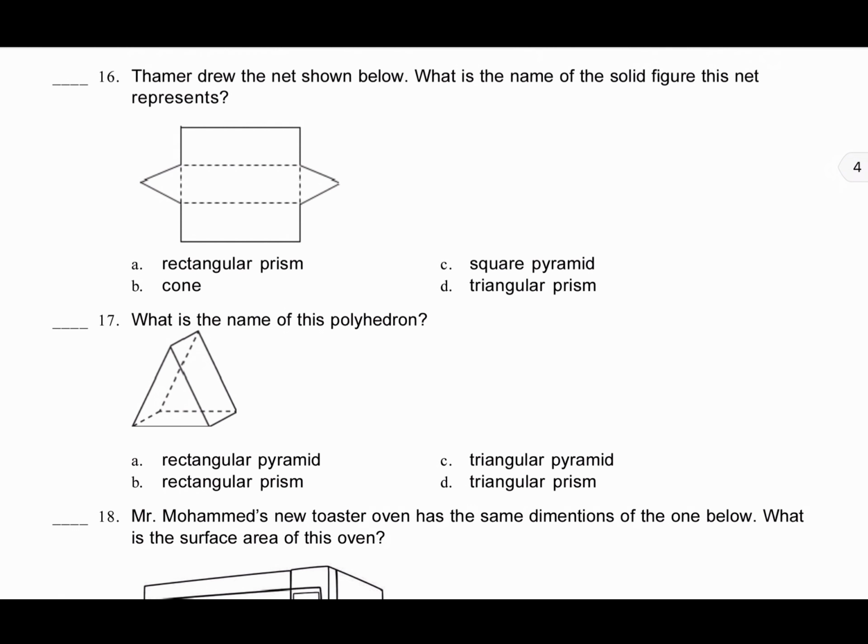Next question. Thamer drew the net shown below. What is the name of the solid figure this net represents? Of course, as we know, this is a triangular prism, which is D. Next question. What is the name of this polyhedron? Of course, this is a triangular prism, which is D.